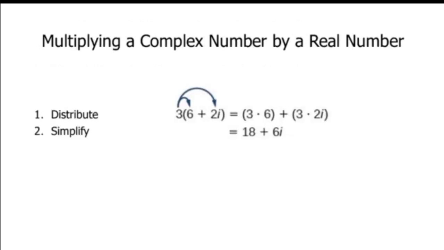And now, let's proceed to multiplying a complex number by a real number. First, distribute. Second, simplify. For example, 3 times (6 plus 2i) equals 3 times 6 plus 3 times 2i, because 3 is distributed to 6 and 2i. So 3 times 6 is 18 and 3 times 2i is 6i.